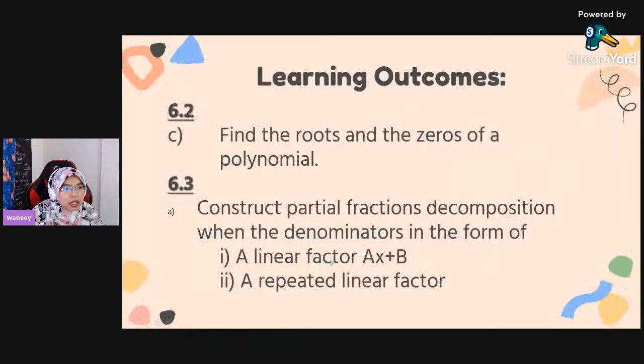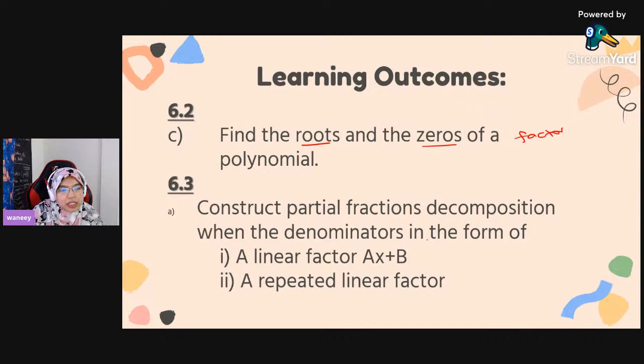Okay, so the learning outcome for today, you should be able to find the roots and the zeros of a polynomial. Therefore, you should be able to differentiate what are the roots, what are the zeros, and actually we do have another one which is called a factor. So you need to be able to differentiate what is a root, what is a zero, and what is a factor.